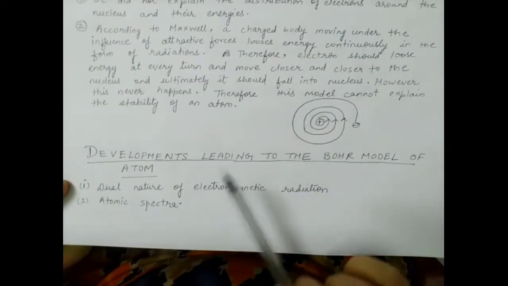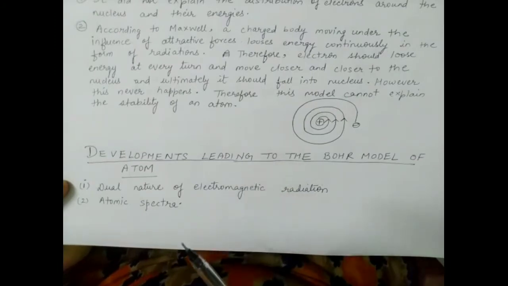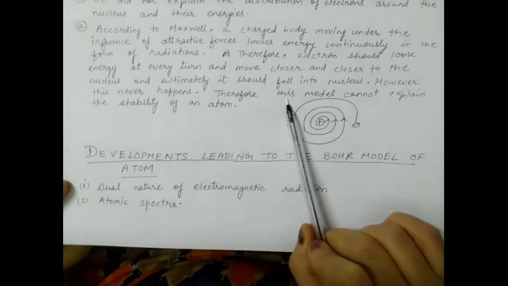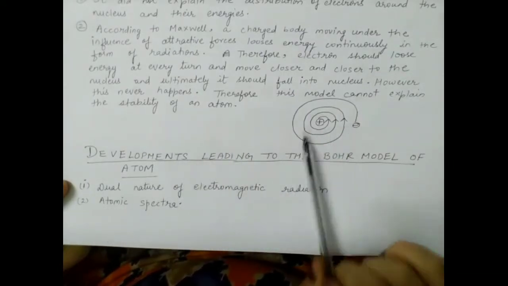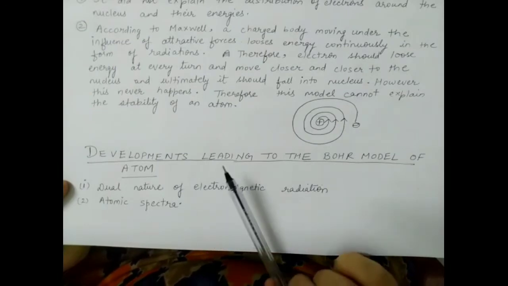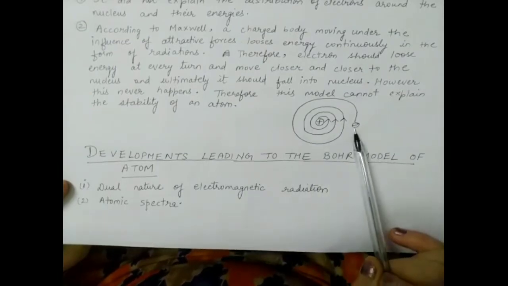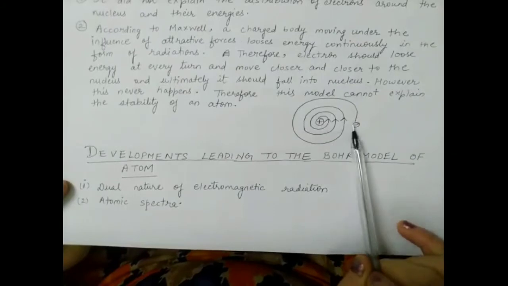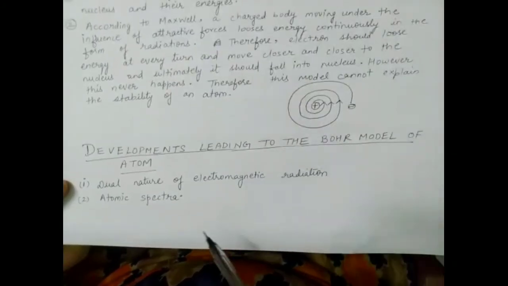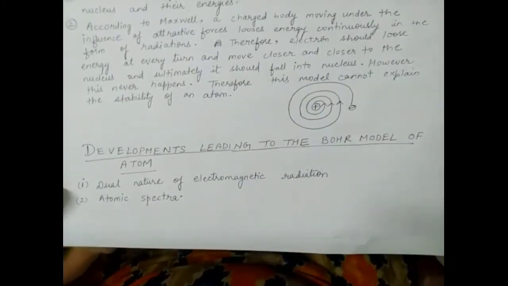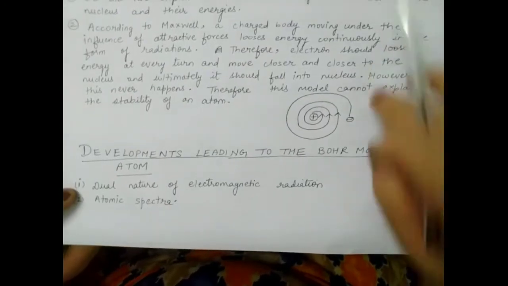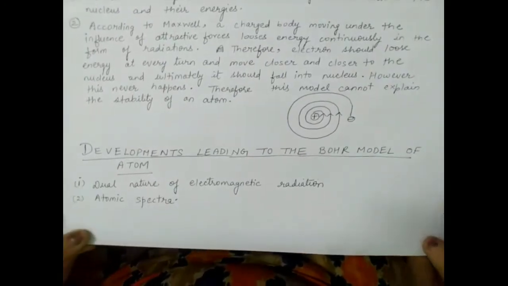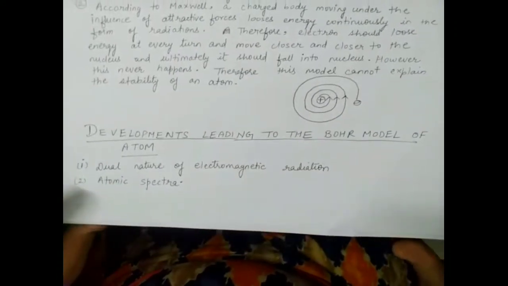But it does not happen. The atom is quite stable. So Rutherford failed to explain the stability of the atom. He was not able to explain why this does not happen. If Rutherford is correct, this should happen. This is the negative electron, this is the positive nucleus. The electron should fall into the nucleus. The atom should collapse. But this does not happen, and Rutherford was not able to explain this. Clear? So this was the second drawback of the Rutherford model.